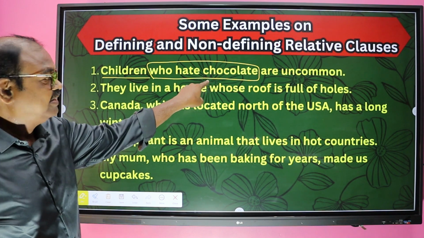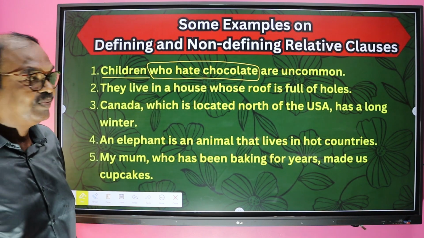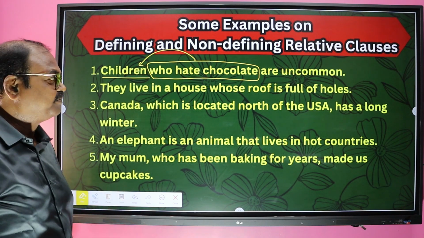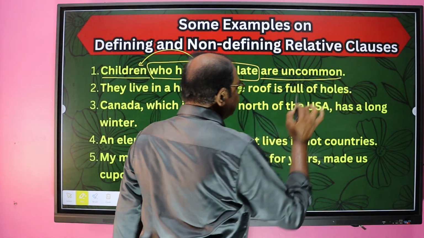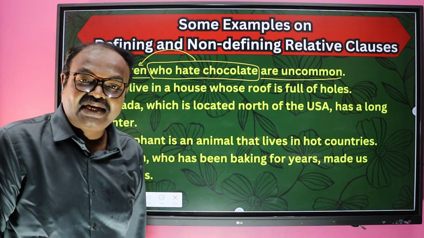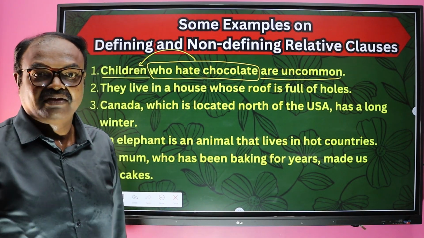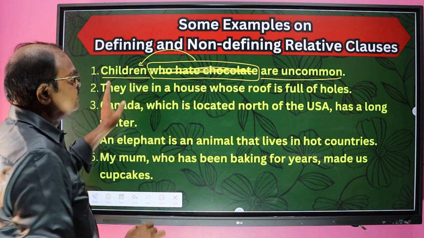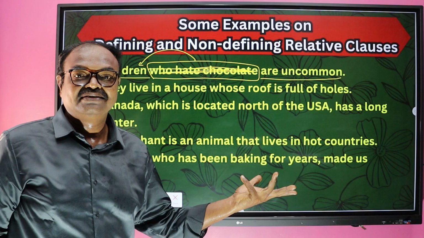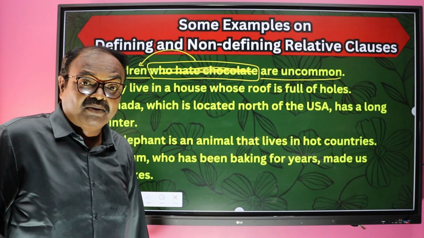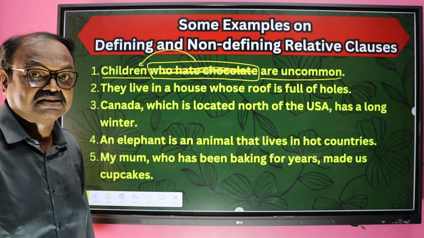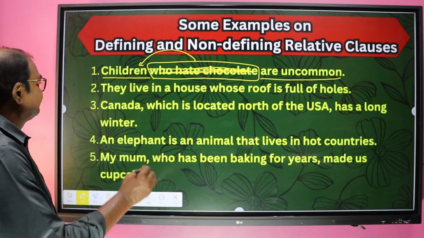This is the clause. It started with who. It gives essential information about children. So this is a defining relative clause. Why? See here, if we remove it, Children are uncommon, there is no meaning. That's why such important relative clauses are called defining relative clauses. Okay, then we can go for the second one.